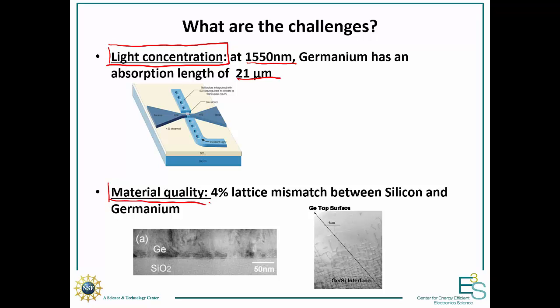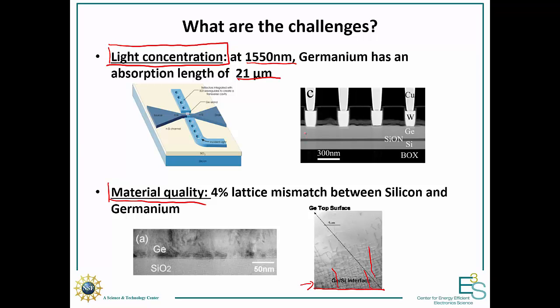There's a 4% lattice mismatch between silicon and germanium. So when you grow germanium on silicon, and this is what's happening right here, the silicon interface is at the bottom here, you're going to see a lot of defects that propagate through the germanium. So your germanium is going to be full of defects. And that's obviously an issue if you want to make high-performance devices.